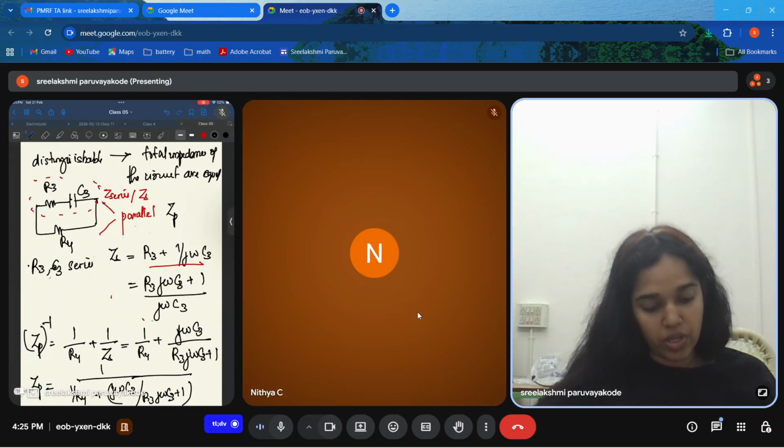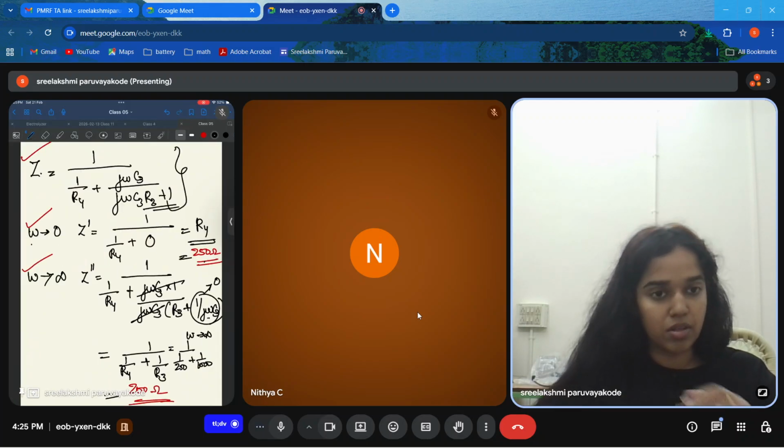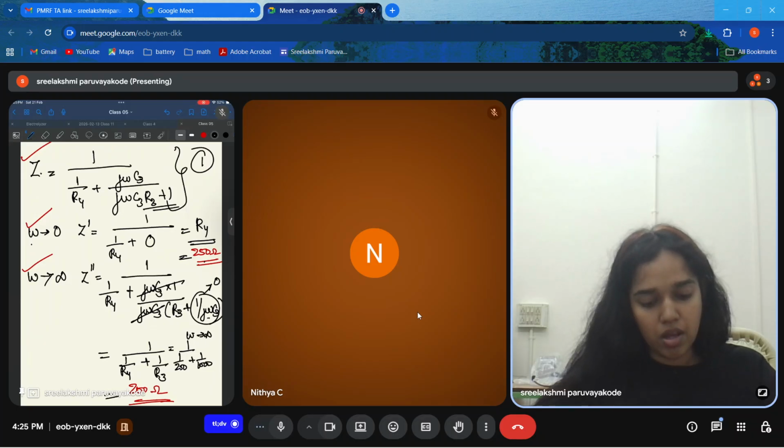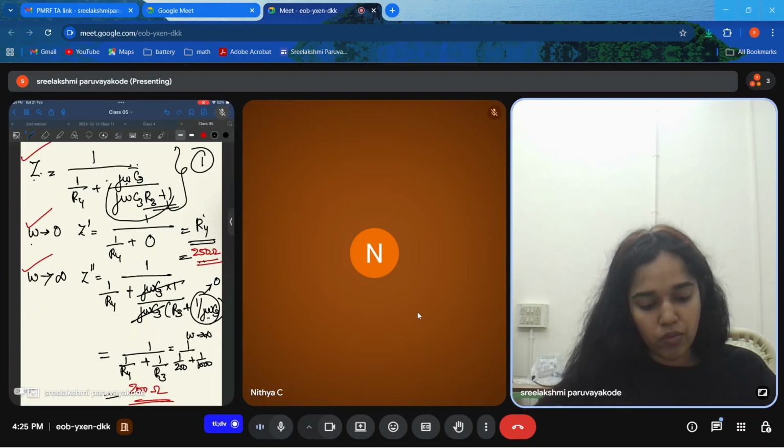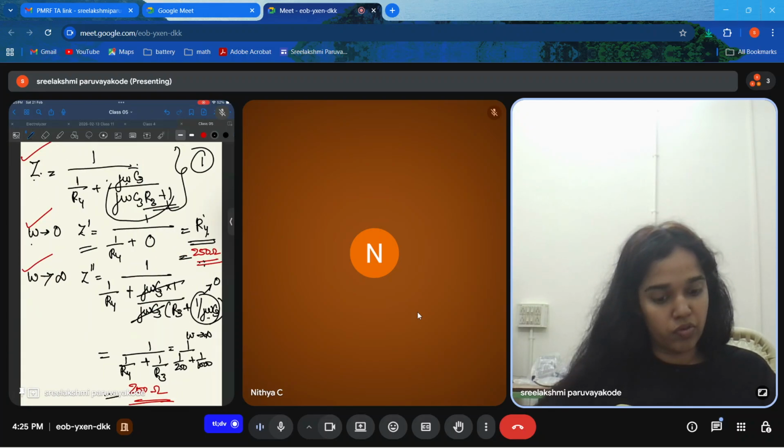So what did we first do? For the first circuit, I know all the values. I found the total impedance. Simply, first we solved and found the total impedance. This becomes your equation 1. Next, to the same equation, apply omega tends to 0. Omega tends to 0 means omega is becoming 0 in the total impedance. This term becomes 0 and you will find one more value, R4. R4 value is already given in the question as 250. So when omega tends to infinity, the impedance value that you get is equal to R4, that is 250.